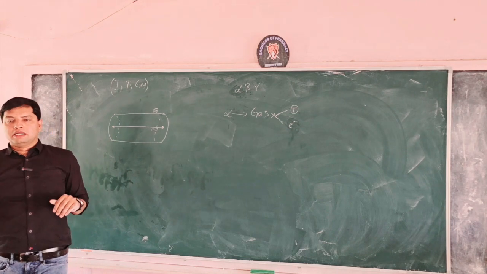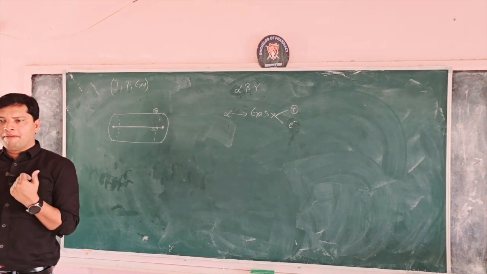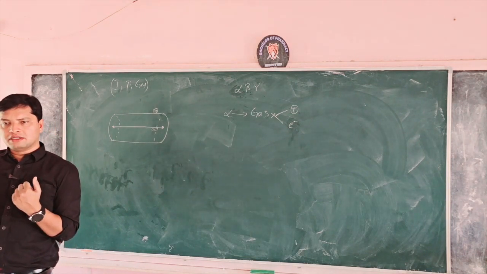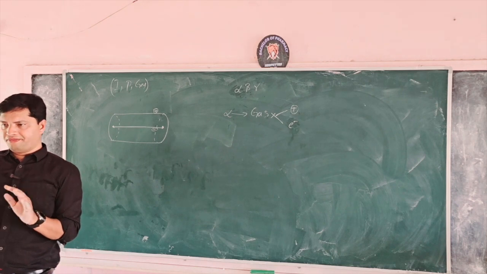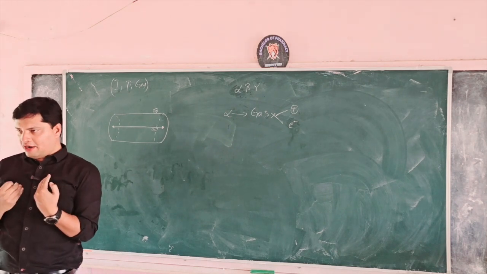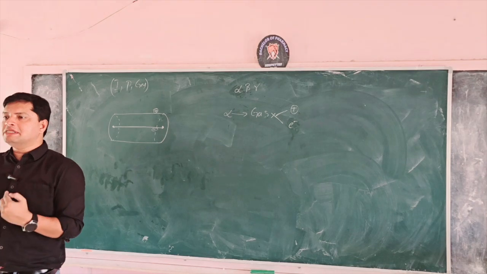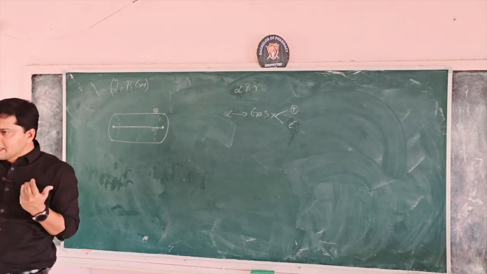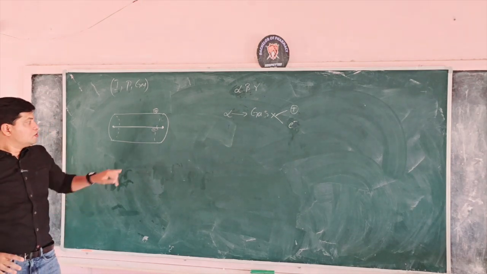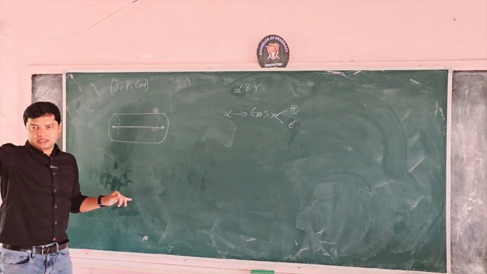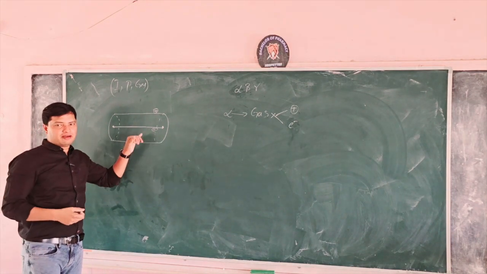If I am anode, am I positively charged or negatively charged? Positive. I am anode means positive charge. My name is given anode because I am attracting negative charges.